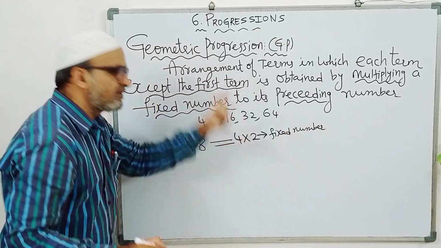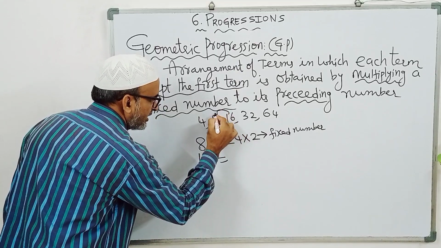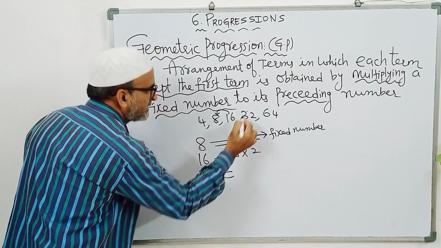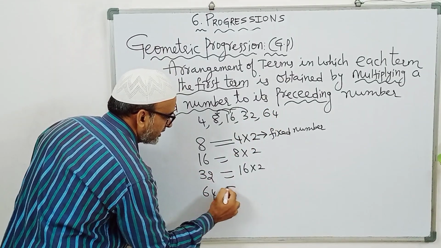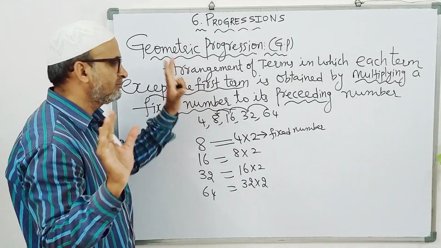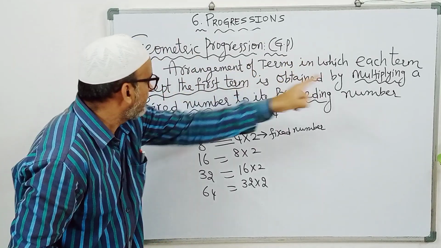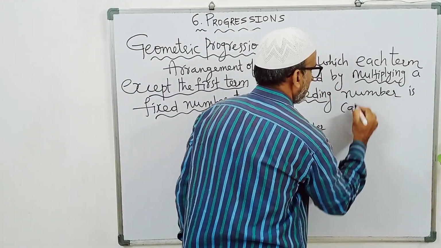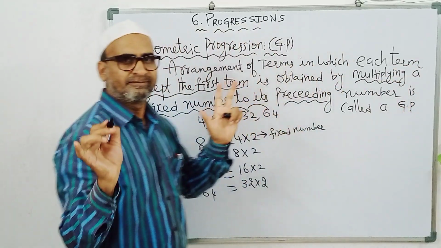Now every time that fixed number is equal. Suppose 16. How you got 16 means its preceding number is 8 into 2. 32. Its preceding number is 16 into 2. 64. Its preceding number is 32 into 2. Arrangement of terms in which each term except the first term is obtained by multiplying a fixed number to its preceding number is called a GP, geometric progression. Okay.